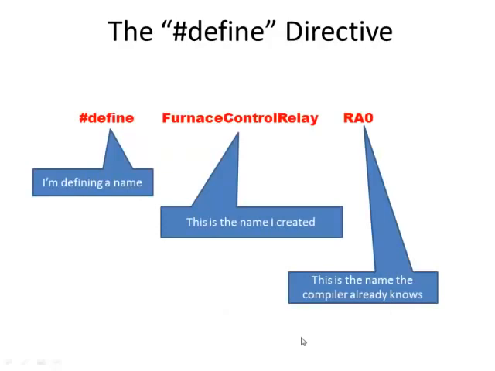The structure of the define directive is #define, that says I'm defining a name. This is the name that I create, and this is the name that the compiler already knows. Notice there are no equal signs in here, and there's no semicolon at the end. This is the exact structure for the define directive.